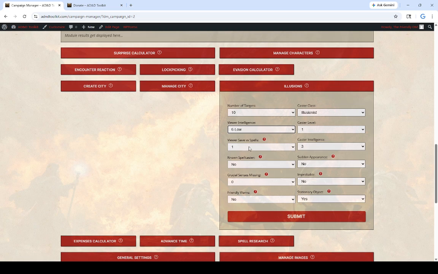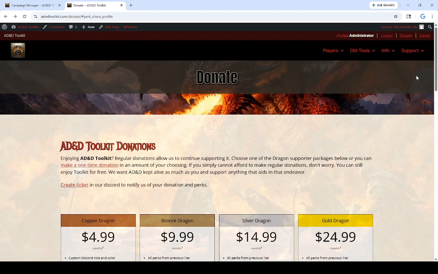The viewer save versus spells. So these kobolds, I don't know what their saving throws are, but I'm going to say they need 17. Or 17 is their threshold, so they need above that to have a successful save if they figure this out to be an illusion. And actually, I think that's something that I'm going to do here quickly too.